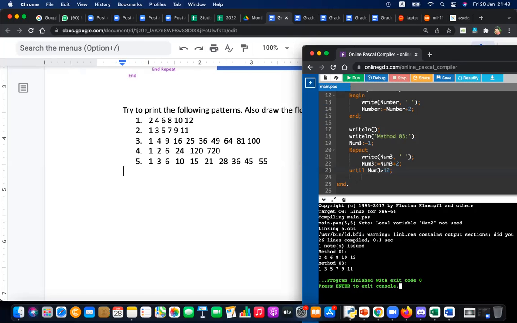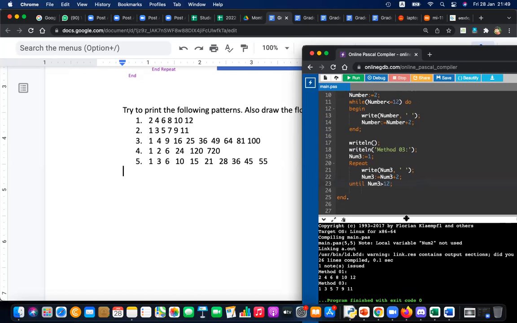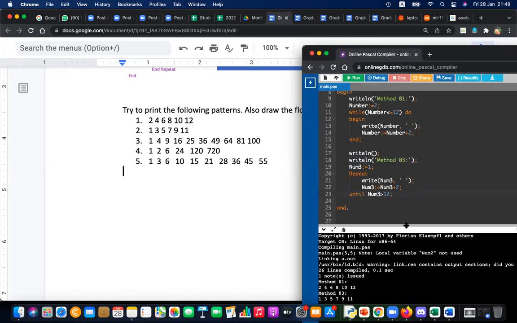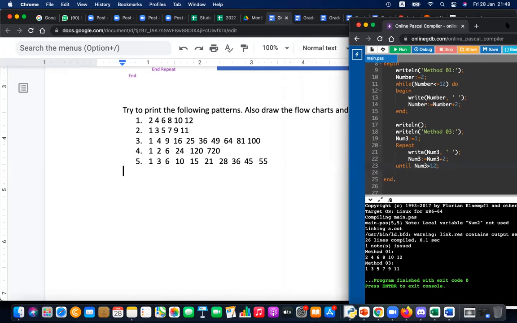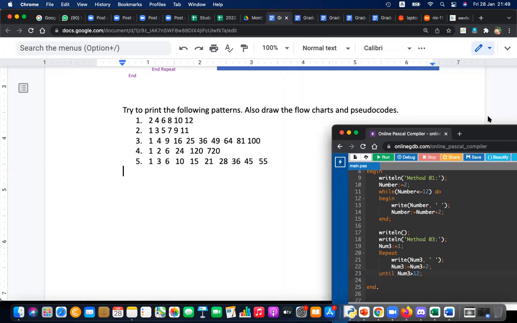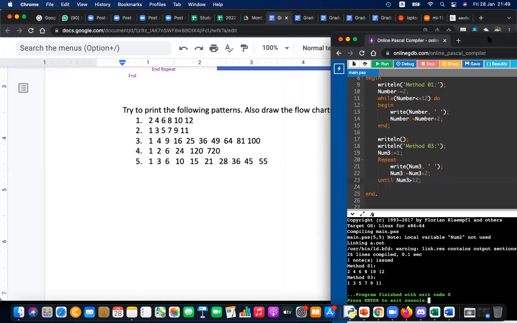First 2 I have done for you. So please try to do the next as homework. First 2 I have already done. Right. Also draw the flow charts and pseudocodes. First 2 I have done for you. The next, and also you need to draw the flow chart, pseudocode also. We'll discuss that next day.